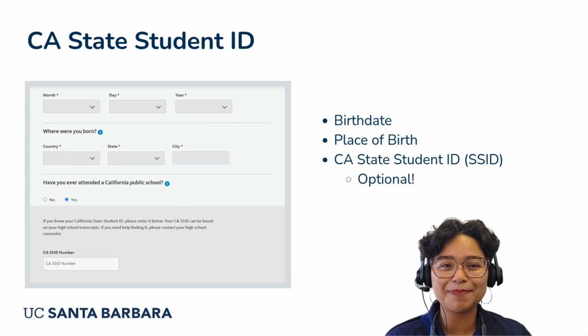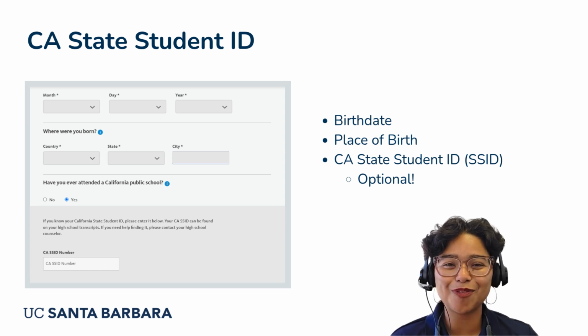We will also ask basic identifying details such as your birth date, place of birth, and your optional California State Student ID. First, enter the month, day, and year you were born. The following question will ask, where were you born? Please enter the country, state, and city that you were born in. Have you ever attended a California public school? You can select no or yes.